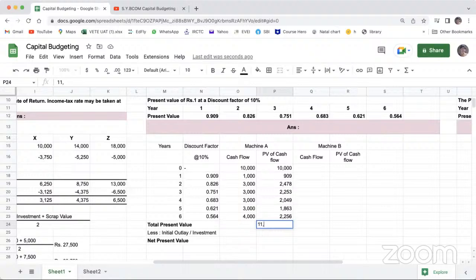11,808. Is it correct now? Please don't make a mistake again. So 11,808, and our initial investment is how much? 10,000, invested in year 0. So minus 10,000. What will be your net present value? 1,808. Right?